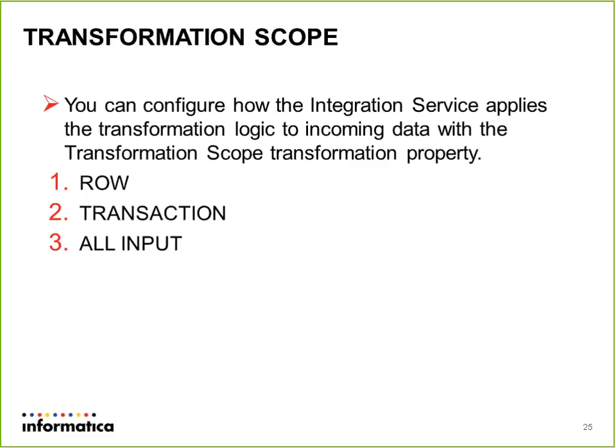When you select all input as the transformation scope, the integration service applies transformation logic to all incoming data. Imagine a scenario where you have a mapping with source-based commit and have aggregator as the active source. In this case, if you select the transformation scope of aggregator as all input, the integration service drops incoming transaction boundary, implying that aggregator would act as an active source.